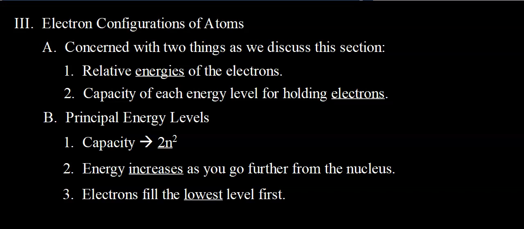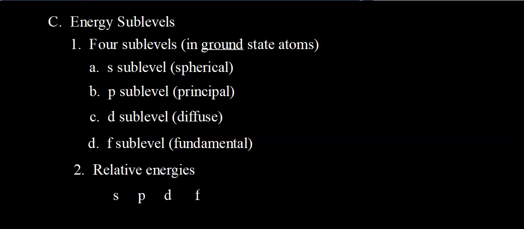And then when we're writing electron configurations, when we're adding electrons to an atom, so to kind of build them, so to speak, the electrons will occupy the lowest energy level first. In fact, the lowest energy sublevel first. And again, this will make more sense when we start doing some examples.